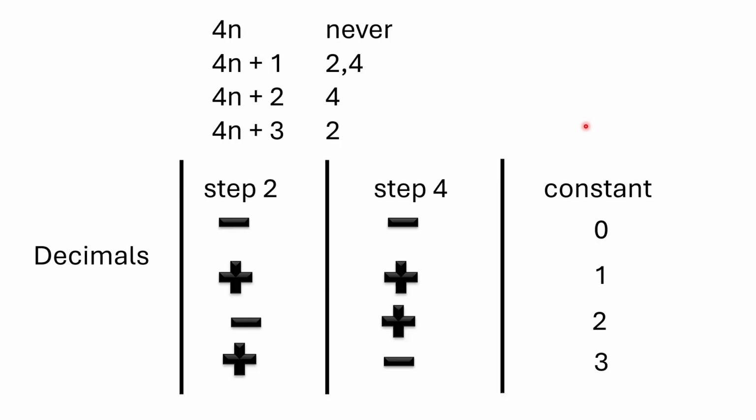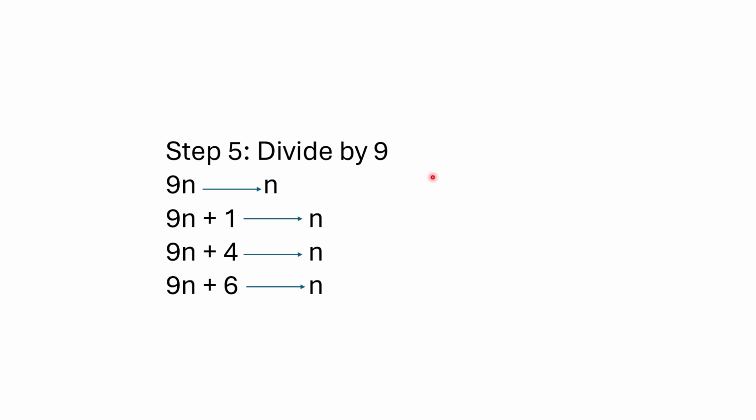Now after doing the step 4, let's see the step 5. Divide by 9. So we have 9n plus 1, 9n plus 4, 9n plus 6. These are the numbers that we get after the fourth step. And when you divide it by 9 and take the quotient as an integer, you are going to get n from every number, right? When you divide 9n plus 1, you are going to get n plus 1 over 9. And since 1 over 9 is less than 1, you are going to end up with getting n.